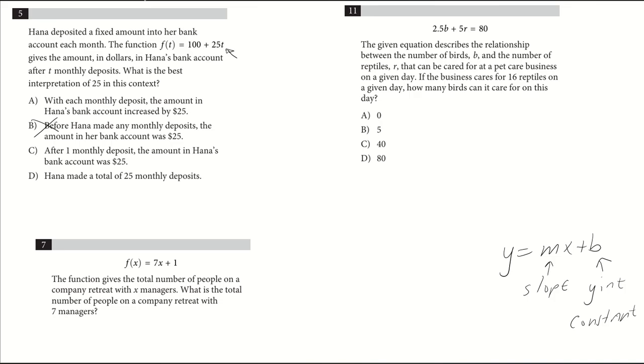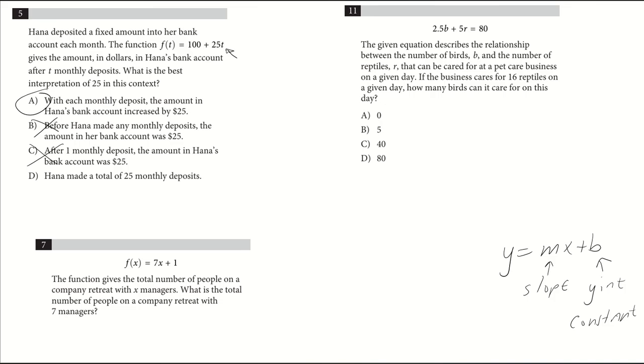C, after one monthly deposit, the amount in Hannah's bank account was $25. Now we know that the amount is greater because she started out with 100. So we're going to X that out. D, Hannah made a total of 25 monthly deposits. There's no information that gives us reason to believe that. So because we do want to increase our rate, we're going to go with A. A is going to be your answer for number 5.